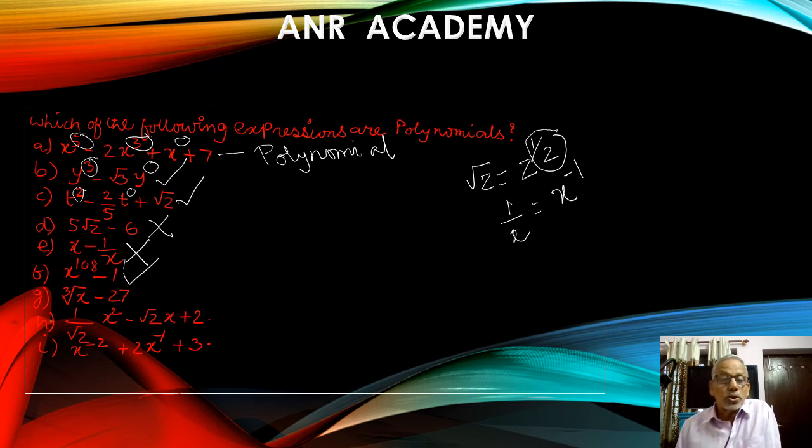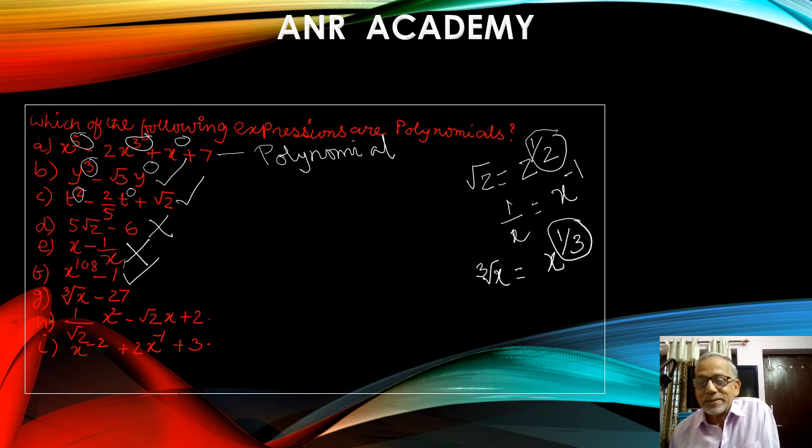Next one. Cube root x minus 27. What is the meaning of cube root? Cube root is equal to x to the power of 1 by 3. Here, this 1 by 3 is not an integer. So this is not a polynomial. Clear?